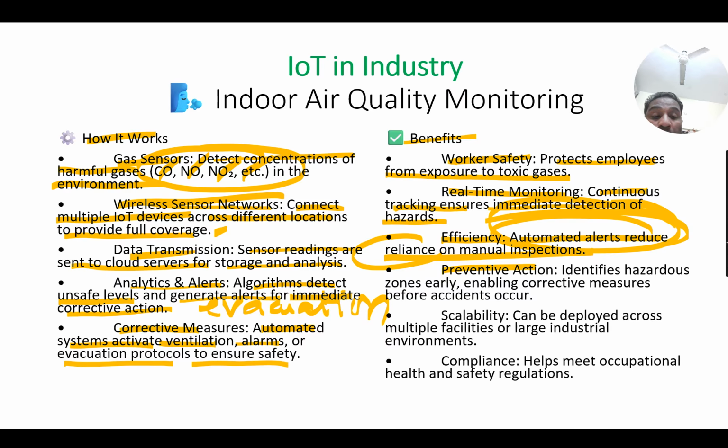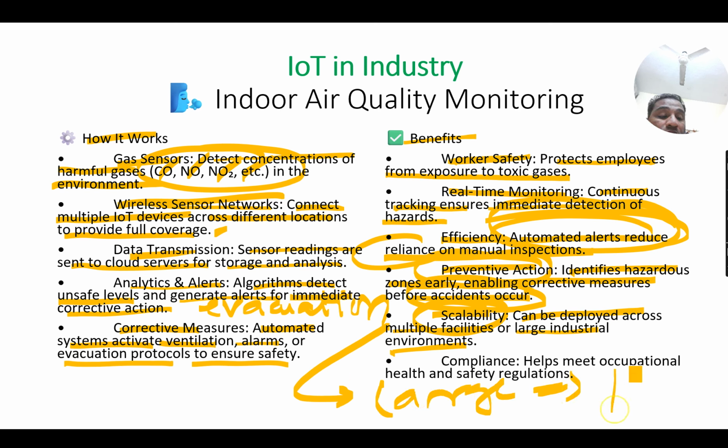Preventive actions. So here we are identifying the hazardous zone early, enabling corrective measures before the accident occurs. So we are taking all these actions before the accident occurs. Hence the name preventive. Scalability. It can be deployed across multiple facilities or even in large industries. See, whenever there is the word scalability, it means it is large. Scale up means increasing the size.